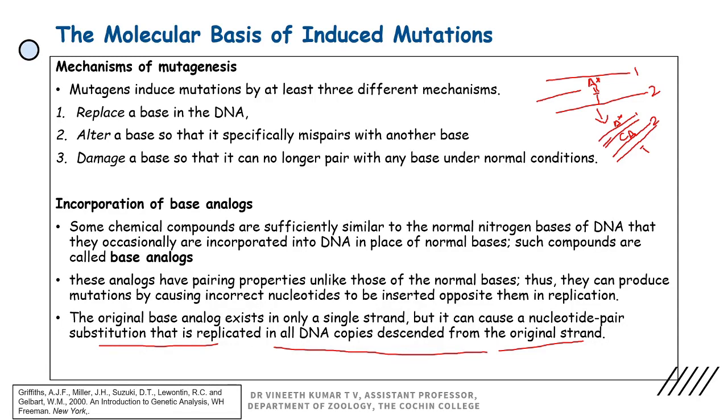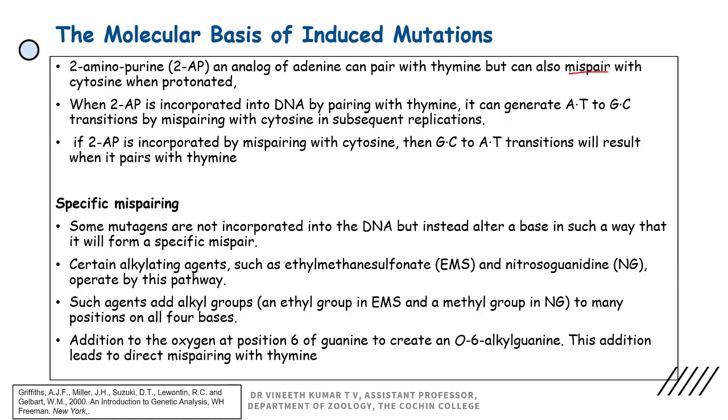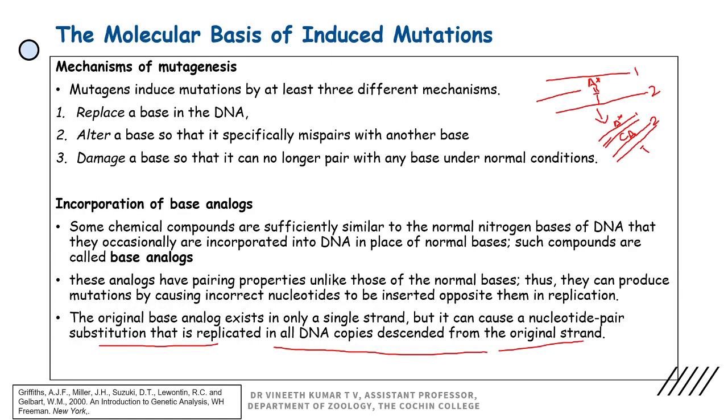Today we are going to discuss the molecular basis of induced mutations. So induced mutations are those mutations which are induced by external agents like chemicals, radiations, etc. And those molecules which cause mutations are collectively referred to as mutagens. So these mutagens induce mutations by at least three different mechanisms.